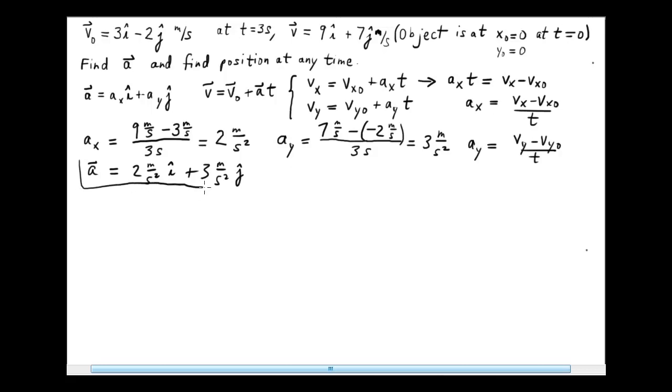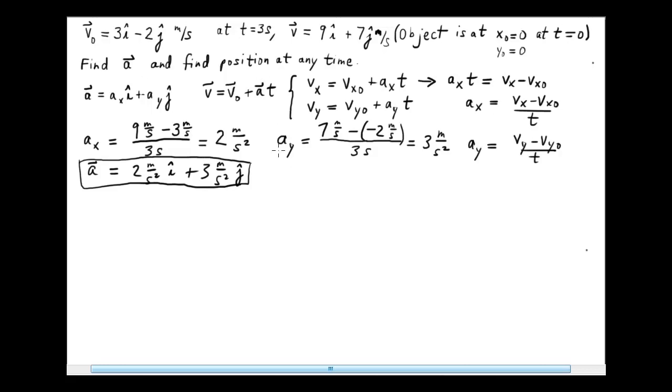That's called writing down A in unit vector notation. And if I really wanted to, I could calculate the magnitude of A, and then I could calculate the angle it makes with the x-axis, but I don't need to. I'm done with what I was asked to do.